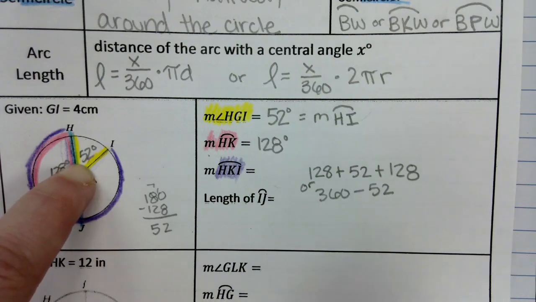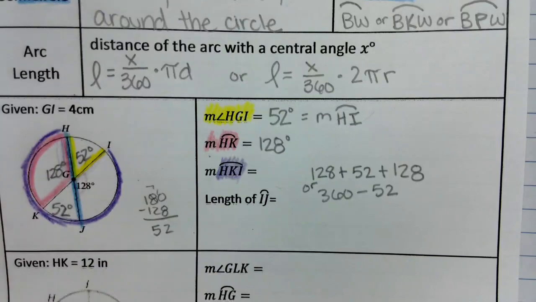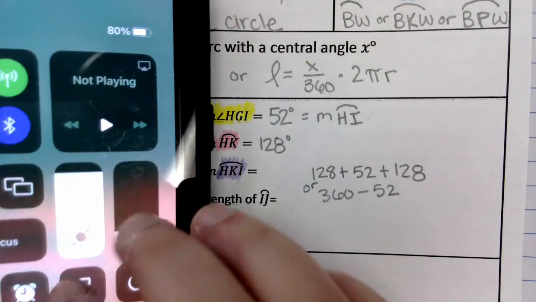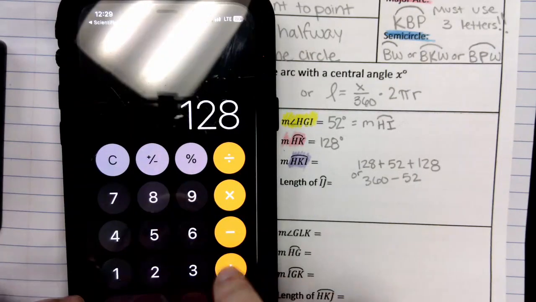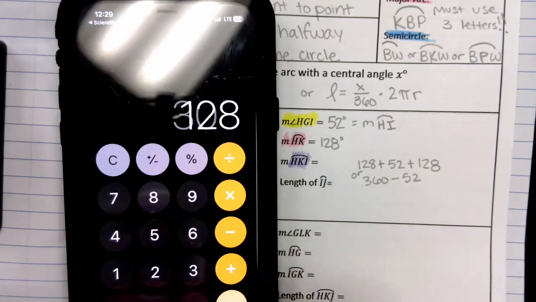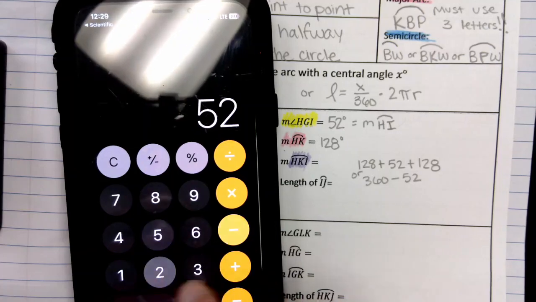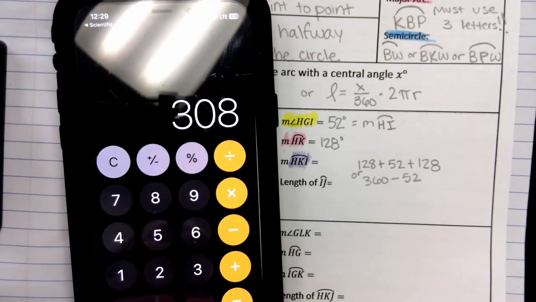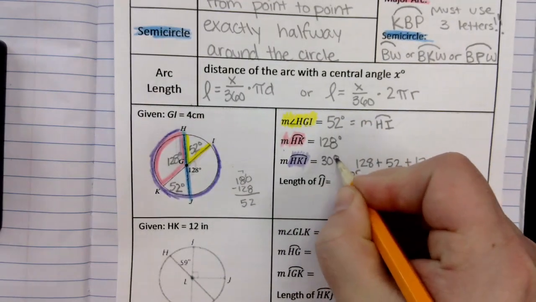All right, last one for this one. We have the length of I to J. So first thing we need to know is we're going to use one of these formulas, and we need to have an x, and then either we need a radius or a diameter. So x is the central angle. So what is the central angle of I to J?